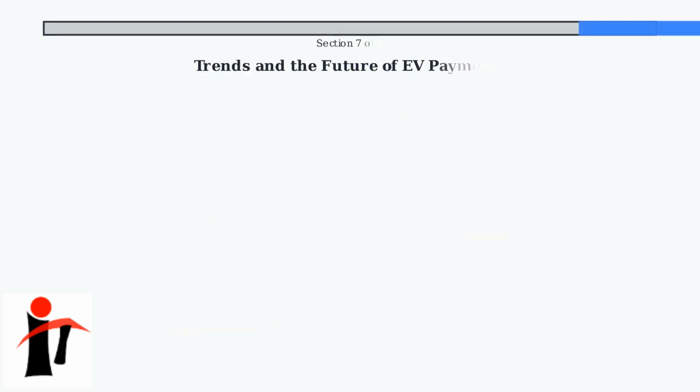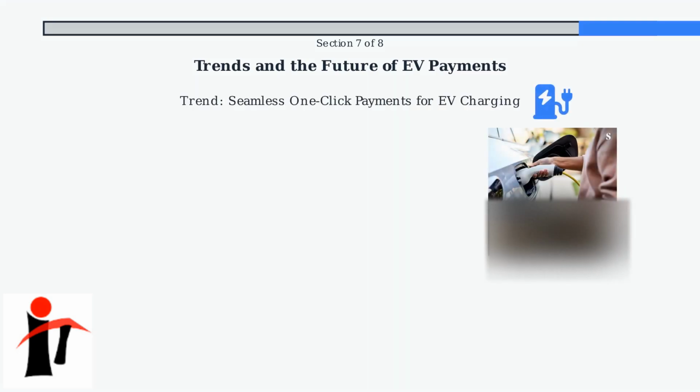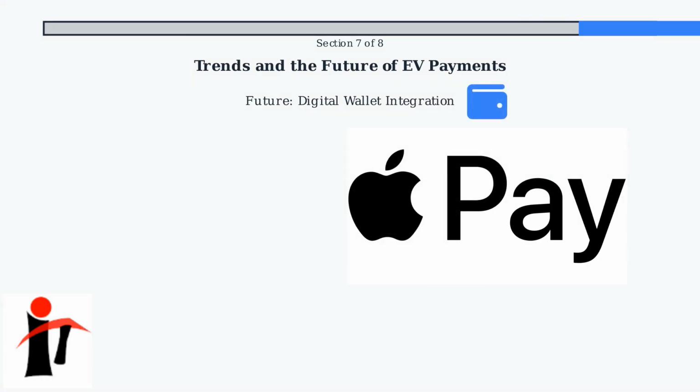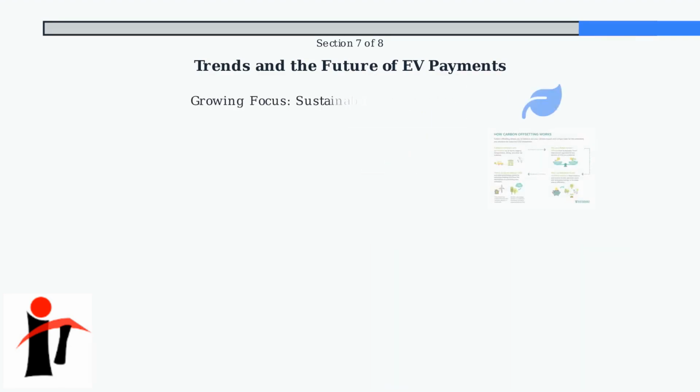The future of EV payments is moving towards seamless, one-click experiences that make charging as effortless as fueling a traditional vehicle. Currently, Tesla uses basic credit card entry in the app, but the industry trend is shifting to one-click payments that eliminate manual input entirely. Expect to see expanded integration with popular digital wallets like Apple Pay and Google Pay, allowing users to pay with just a tap or scan. Some regions are already offering carbon offset fees during charging, where a portion of the payment funds environmental projects to reduce greenhouse gas emissions.